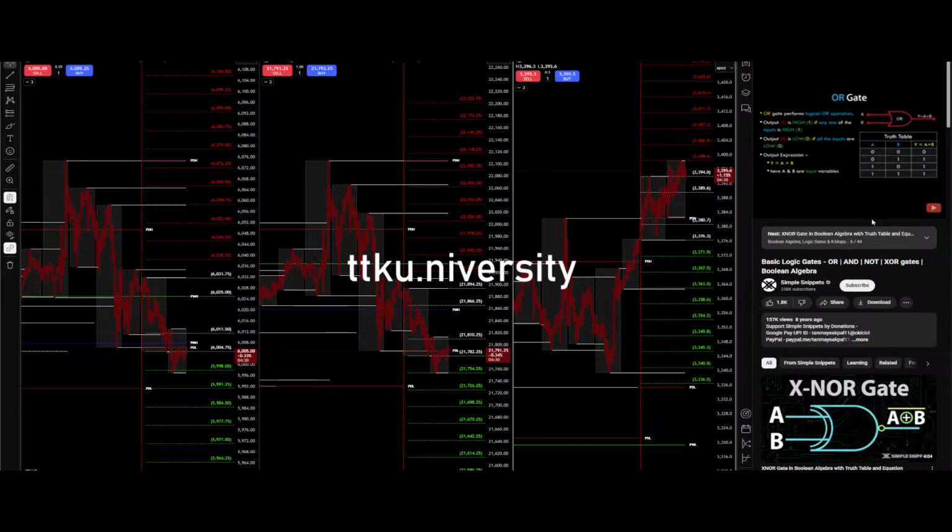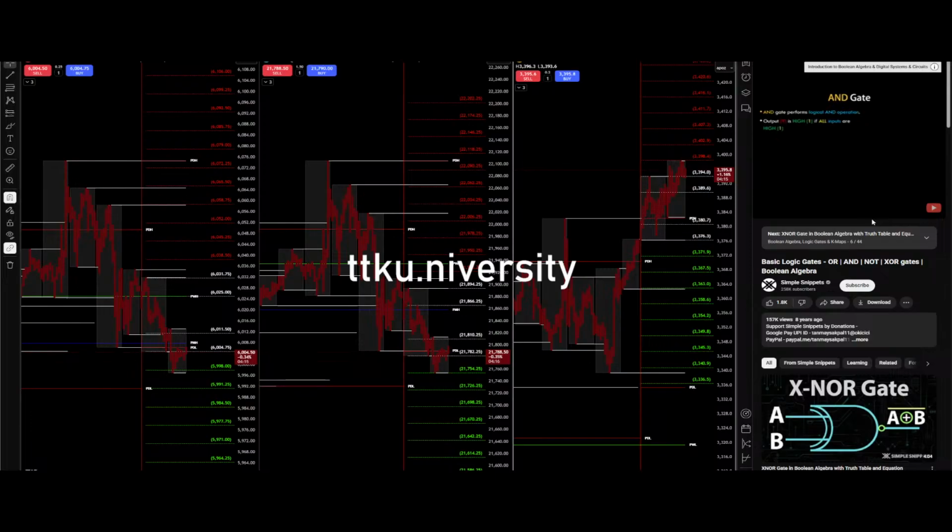So let's move on to the AND gate. The AND gate performs a logical AND operation. We also saw this operation in our previous tutorial, so if you have missed it, you can always check it out. In the AND gate operation, the output is high if all the inputs are high. That is, the output is equal to 1 only when all the inputs are 1. And the output is 0 or low if any one input is 0 or low.